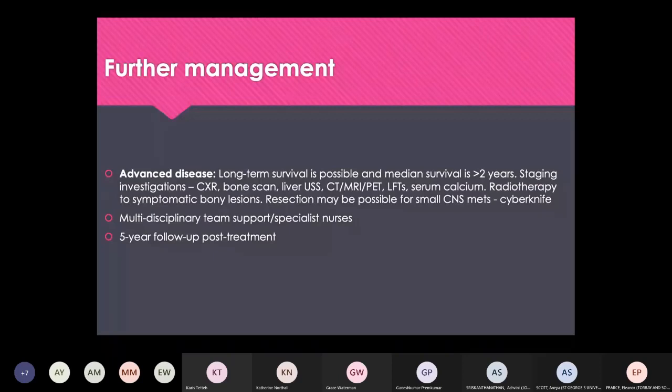If there are bony lesions that are causing pain, you can use radiotherapy directed at them. And if there are small brain mets, we can do targeted radiotherapy, called cyberknife, to try and get rid of those. There's obviously a lot of multidisciplinary support as well, discussion at specialist meetings, access to specialist nurses, and then patients are followed up for 5 years post-treatment.